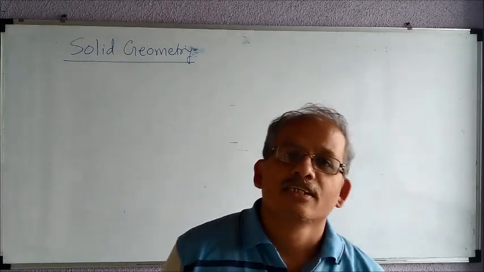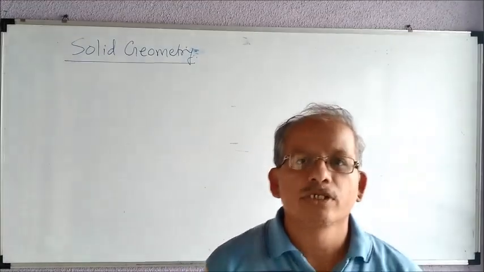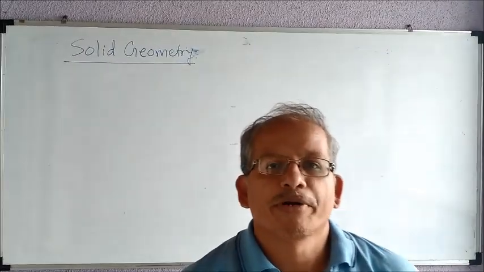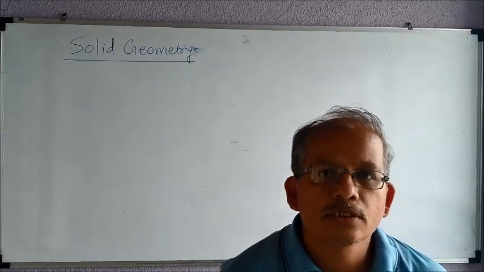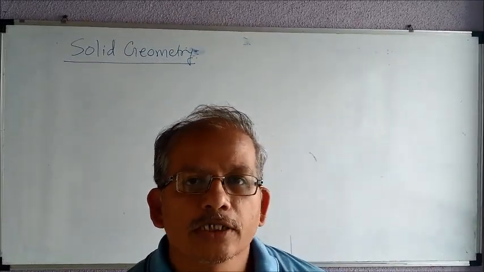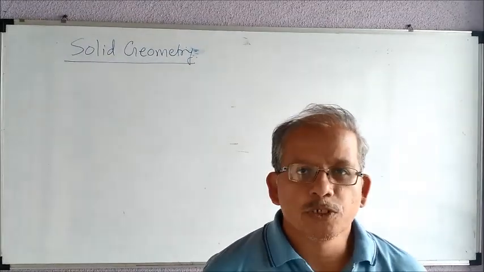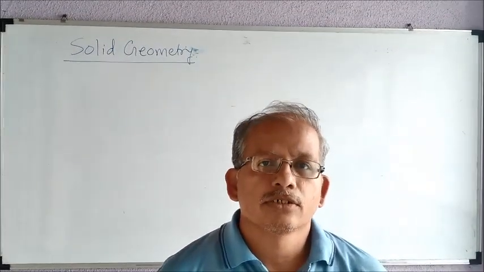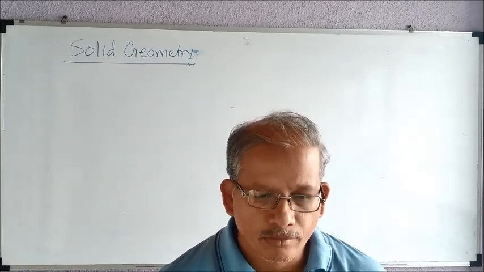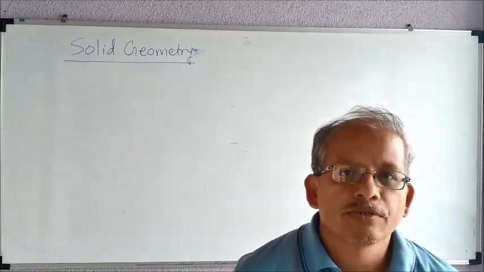Hello students. Today we will start with unit number 5, and that is solid geometry. In this particular chapter, we are studying three different objects. One is a sphere, second is a cone, and third is a cylinder. So today we will start with the sphere.